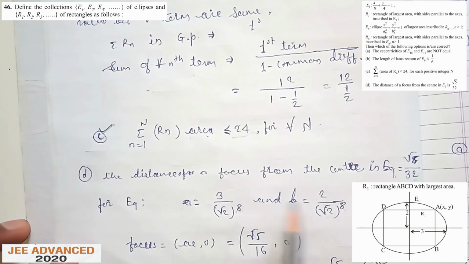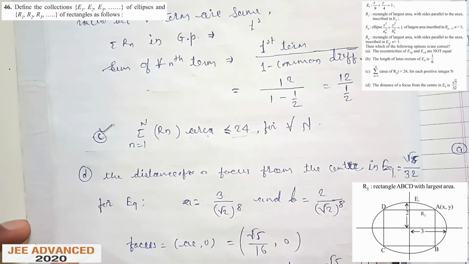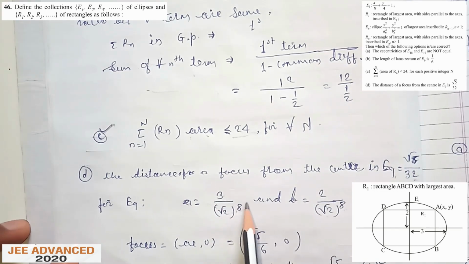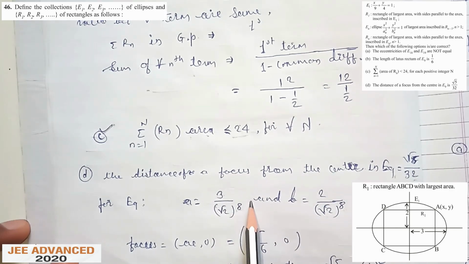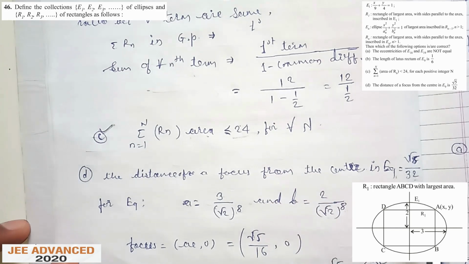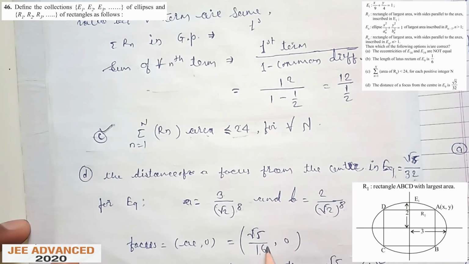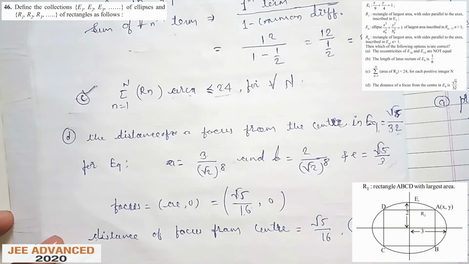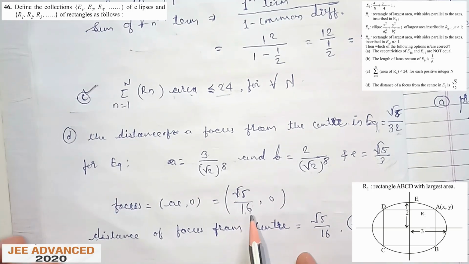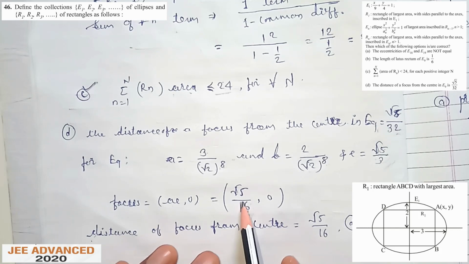A multiplied by E can be written as 3 multiplied by root 5 over root 2 to the power 8, multiplied by 3. The 3 gets cancelled. Root 5 by root 2 to the power 8. So root 2 to the power 8 we can write as 2 to the power 4, which is 16. Because the square root and the 2 get cancelled, it is root 5 by 16. So the value of x is root 5 by 16 and y is 0.